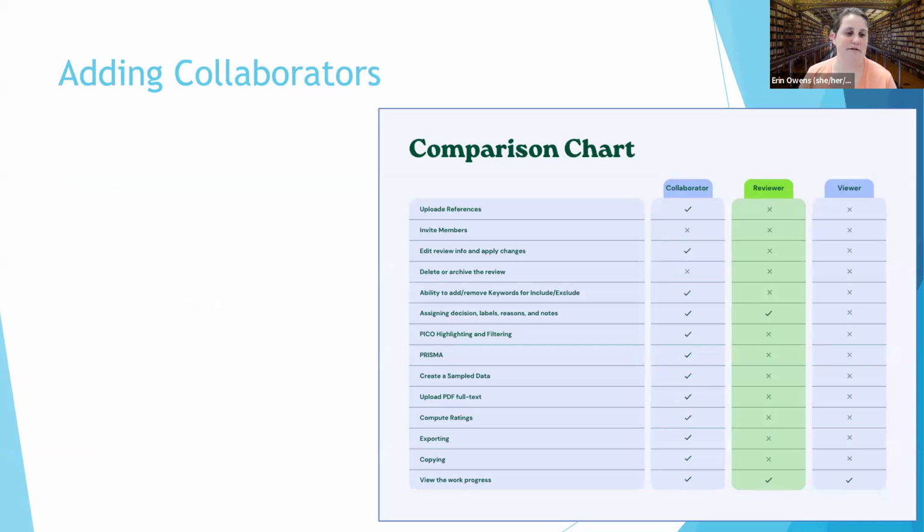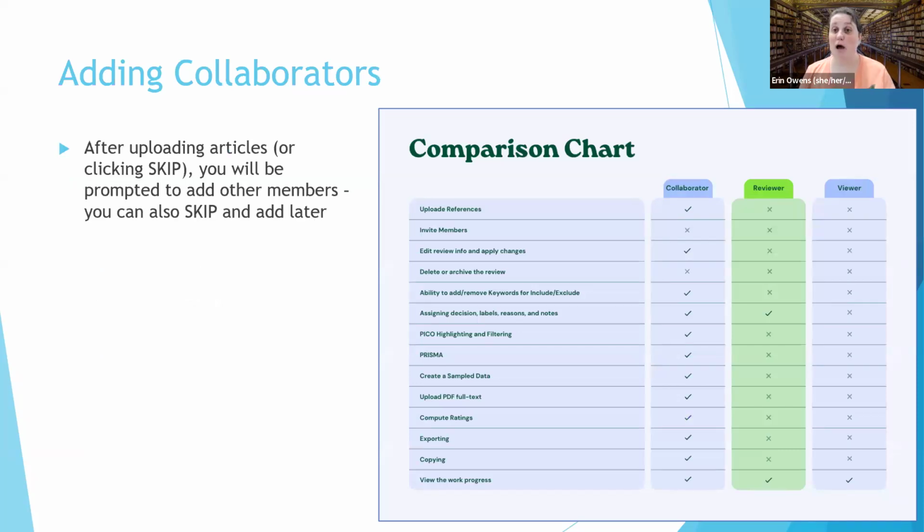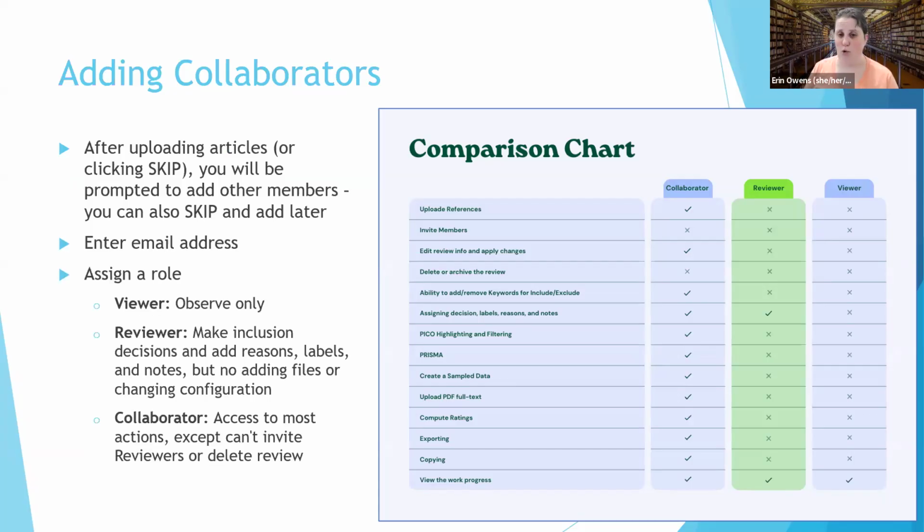Adding collaborators. After you either upload your articles or skip, it's going to ask you to add collaborators. Again, you could skip this and do it later. You can always add more people later. To add a collaborator, you enter their email address and you're going to assign them a role. And I've included a chart here that you'll be able to refer back to in the slides later, just to summarize what each role would give someone permissions to do.